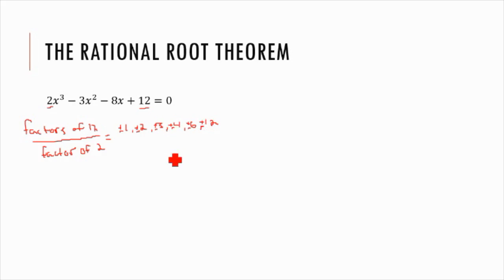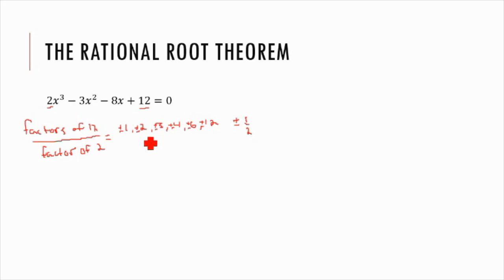Those are all my factors of 12. And my factors of 2 are 1. So all of these divided by 1 would just be themselves. And then any one of those divided by 2 as well. So I could have 1 or negative 1 divided by 2. So I'm going to include that in my list. So I can add plus or minus 1/2.